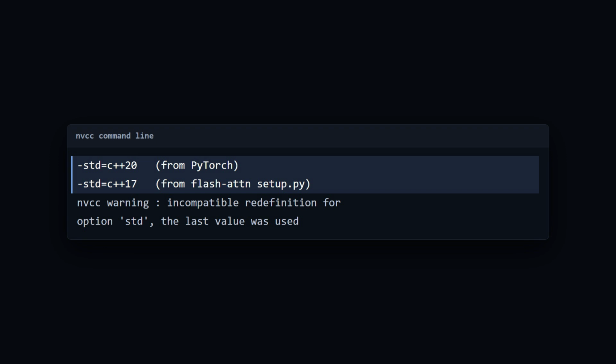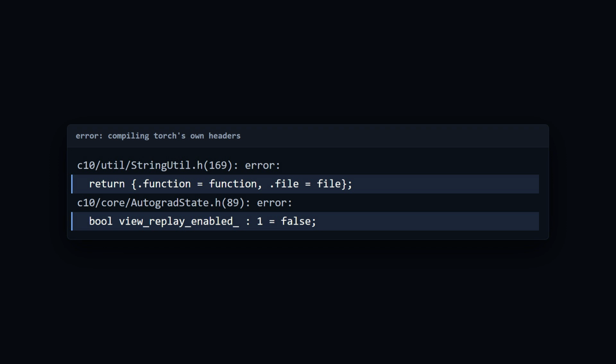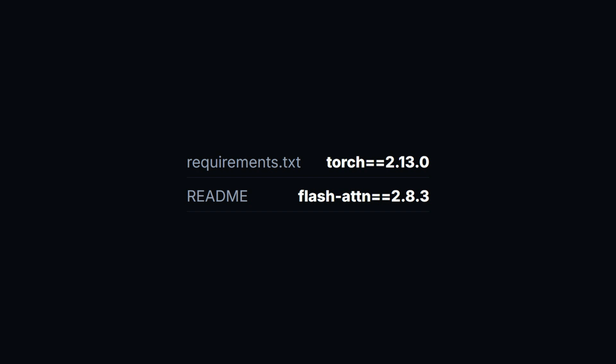So let me be really clear about what just happened, because this isn't a Windows problem and it isn't my machine being weird. Their requirements file pins torch equals 2.13.0, and their readme tells you to install flash-attn equals 2.8.3. Those two pins are incompatible with each other. Flash Attention 2.8.3 is older than Torch 2.13's C++20 headers. You cannot compile them together if you follow Microsoft's instructions exactly, with Microsoft's exact pinned versions on a machine that has everything it needs.